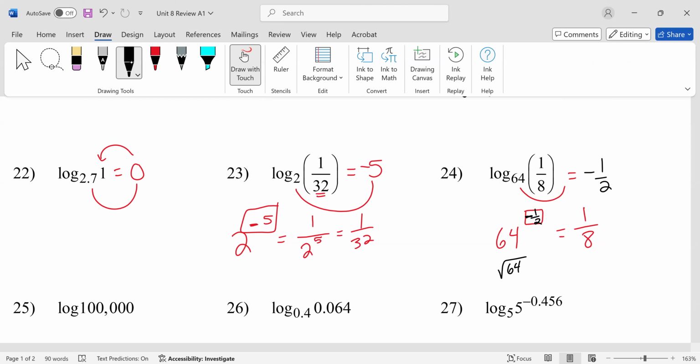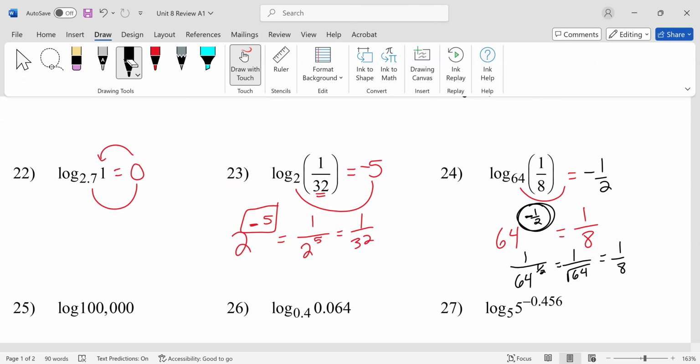Okay. So let me do this step by step. When you have a negative as your exponent, this will go to the denominator. So 1 over 64 to the power of 1/2. And this can be written as the square root of 64, which is just 1 over 8. So that was your exponent.